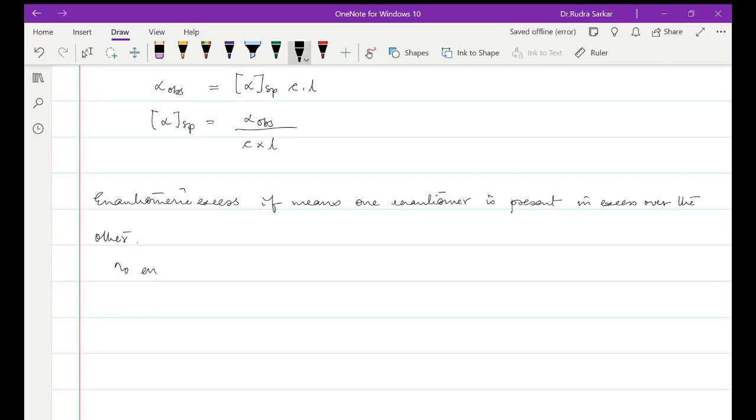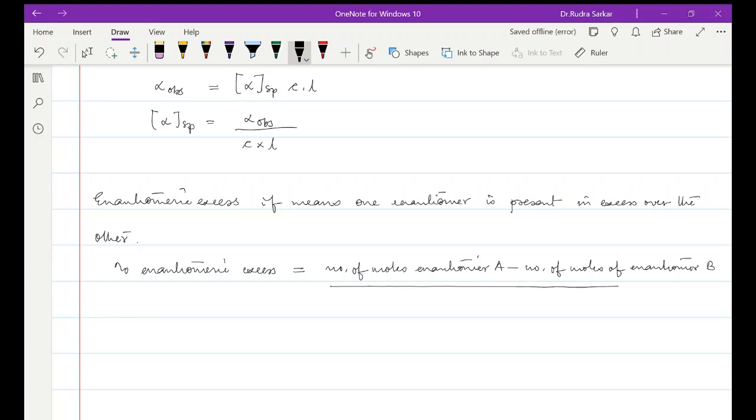Now the percentage of enantiomeric excess, how to measure? For that the formula is: enantiomeric excess equals the number of moles of enantiomer A minus the number of moles of enantiomer B, divided by the total number of moles of enantiomers. That is what it means.